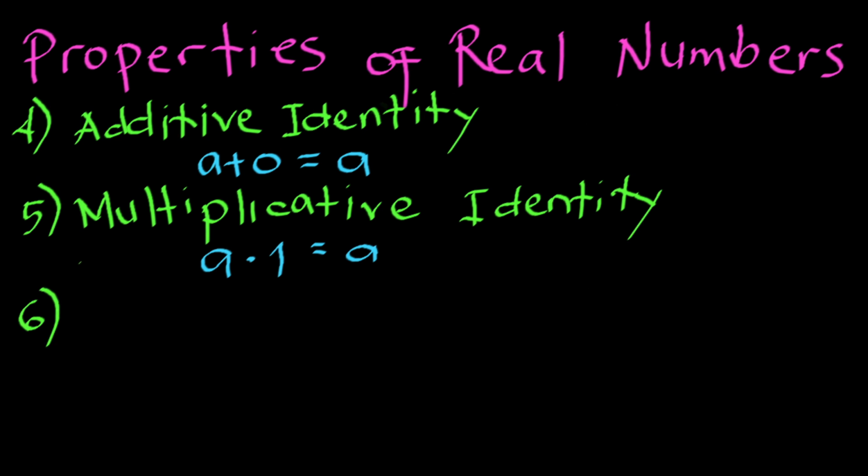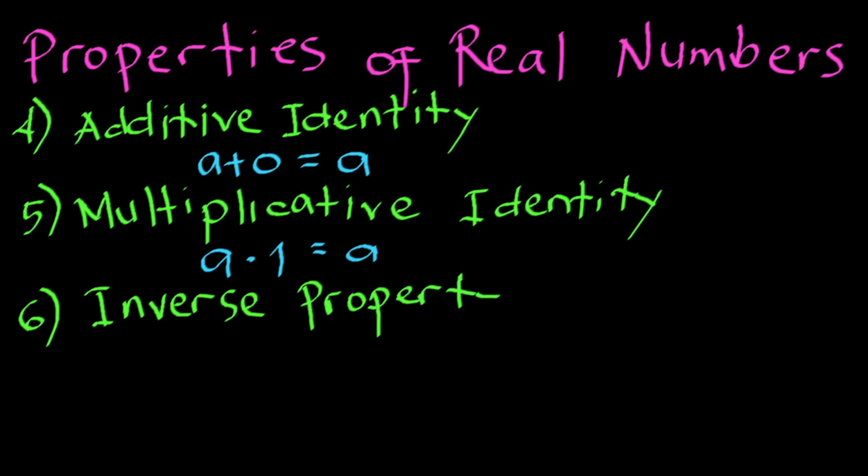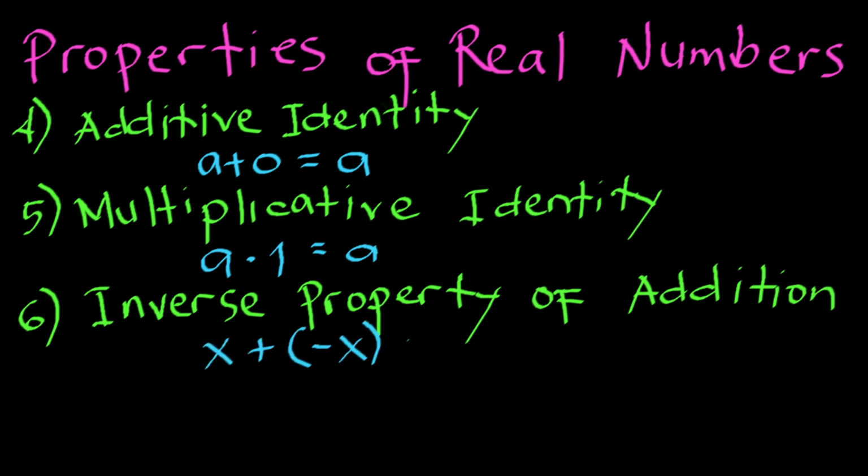Number 6, we have inverse property of addition. Dito naman, kapag yung variable ay inadd mo sa sarili niya pero negative yung sign, 0 yung magiging answer. So we have x plus negative x equals 0.